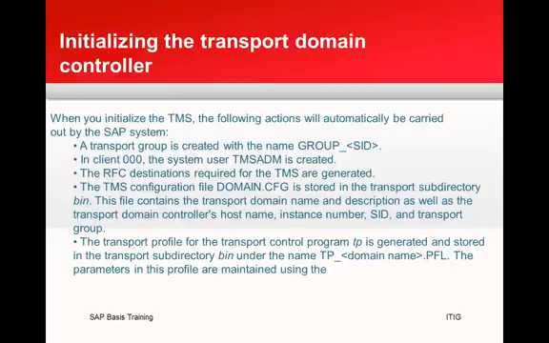Okay, when you initialize the TMS, the following actions are performed. The transport group is created, and in client 000 TMSADM is created, the required RFC destinations are created, and the TMS configuration file domain.cfg is generated and stored in the transport directory. Then the transport profile for the transport control program TP is generated and stored in the transport directory bin.